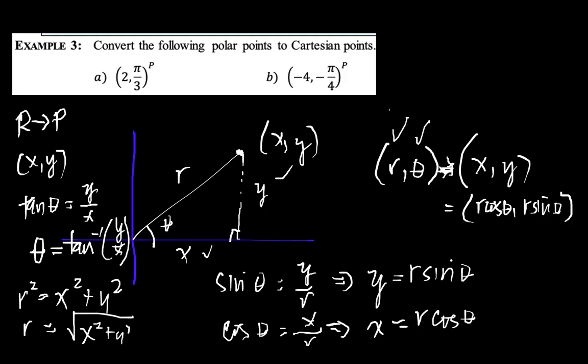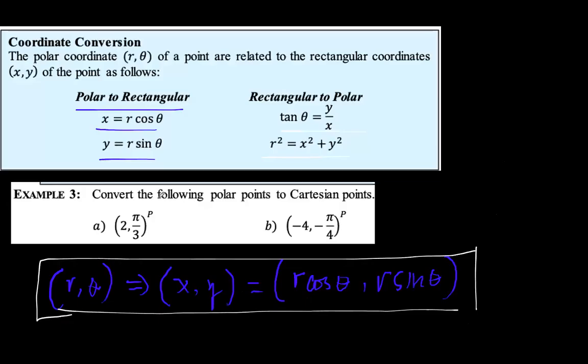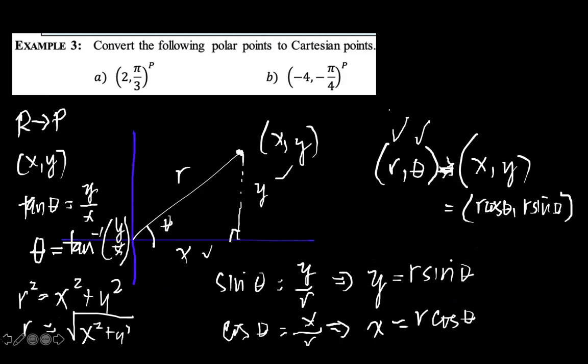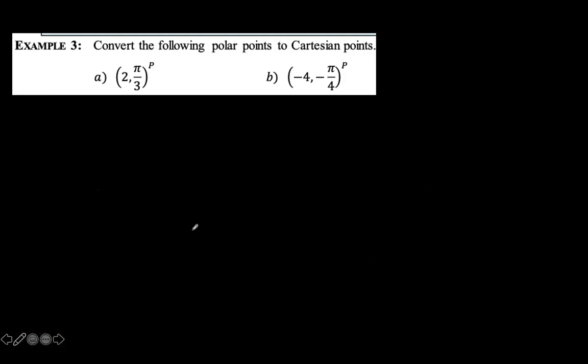Converting from one form to another, polar to rectangular or rectangular to polar, is just using the same concept, which is the unit circle or the right triangle in the xy plane, using trigonometry. So let's apply this rule by answering some examples. Let me just erase everything here. Now let's take example number 3 and deal with letter A.